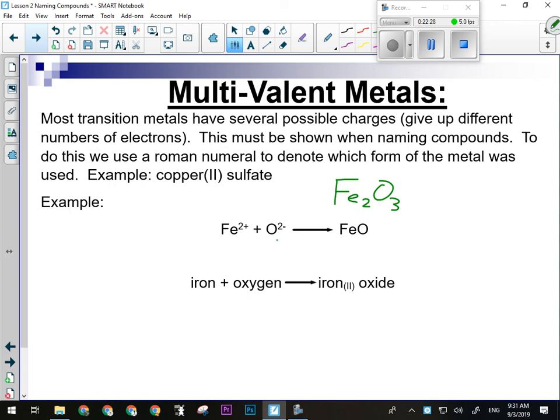I can't have 2 things that are different have the same name. So what we do is we put a Roman numeral in the name to indicate which iron is present. All right. So in this compound, this is the iron with the 2+ charge. So I write iron with a little Roman numeral, like a subscript Roman numeral 2, oxide. This would be iron 3 oxide.